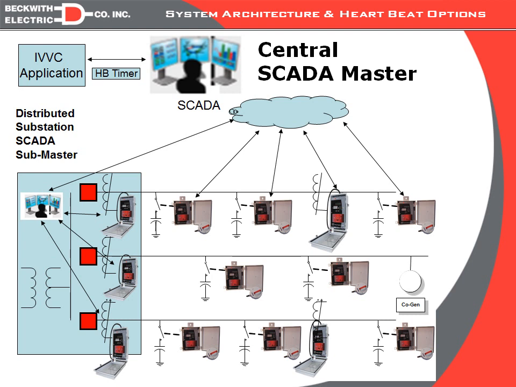So the two ways to fix this problem are, again, to have logic in the RTU to where if we lose this link, it stops polling, so these come out, or we would go with the direct heartbeat, and therefore, if we lost this link, it would not be getting the timer from the IVVC application, and it would come out on its own, even though it was still communicating to the substation.